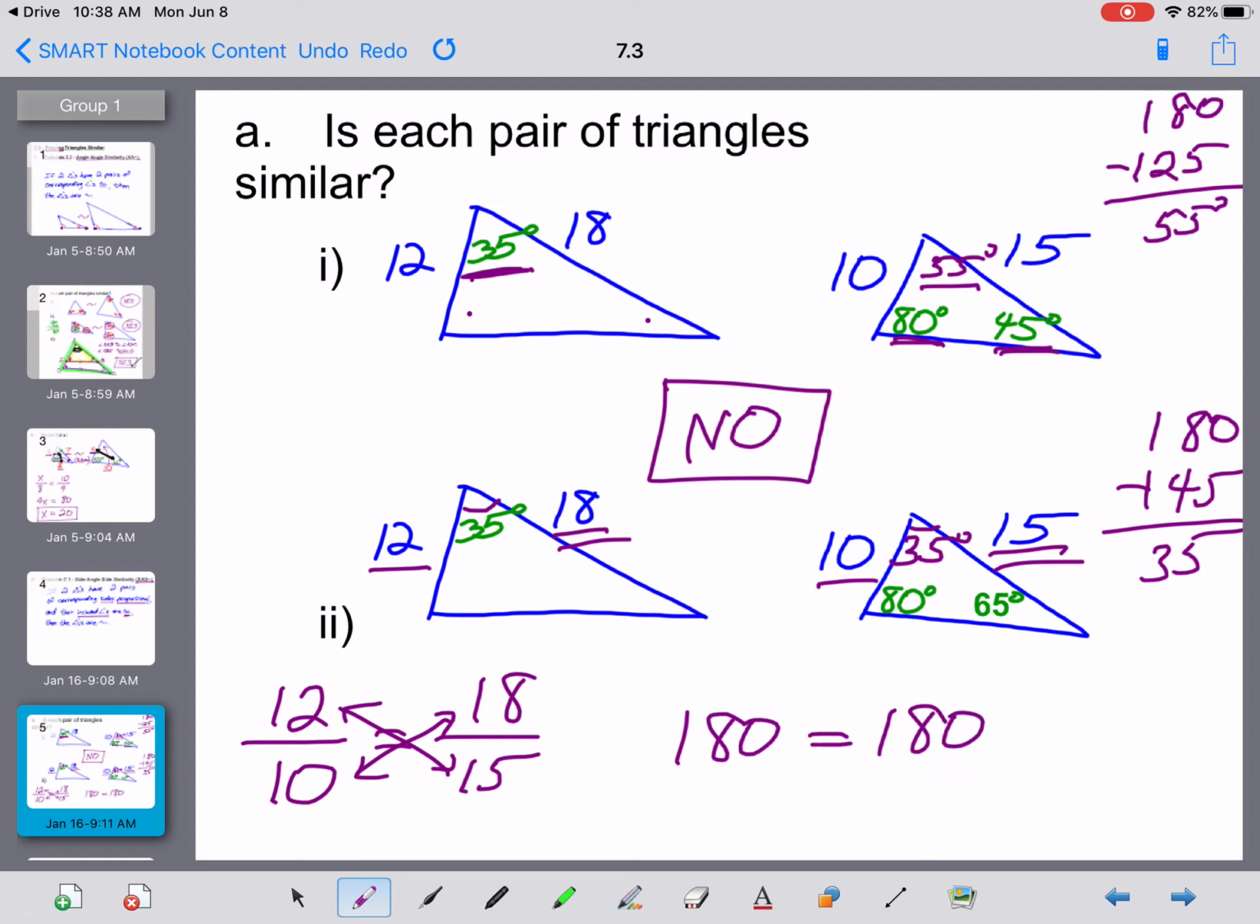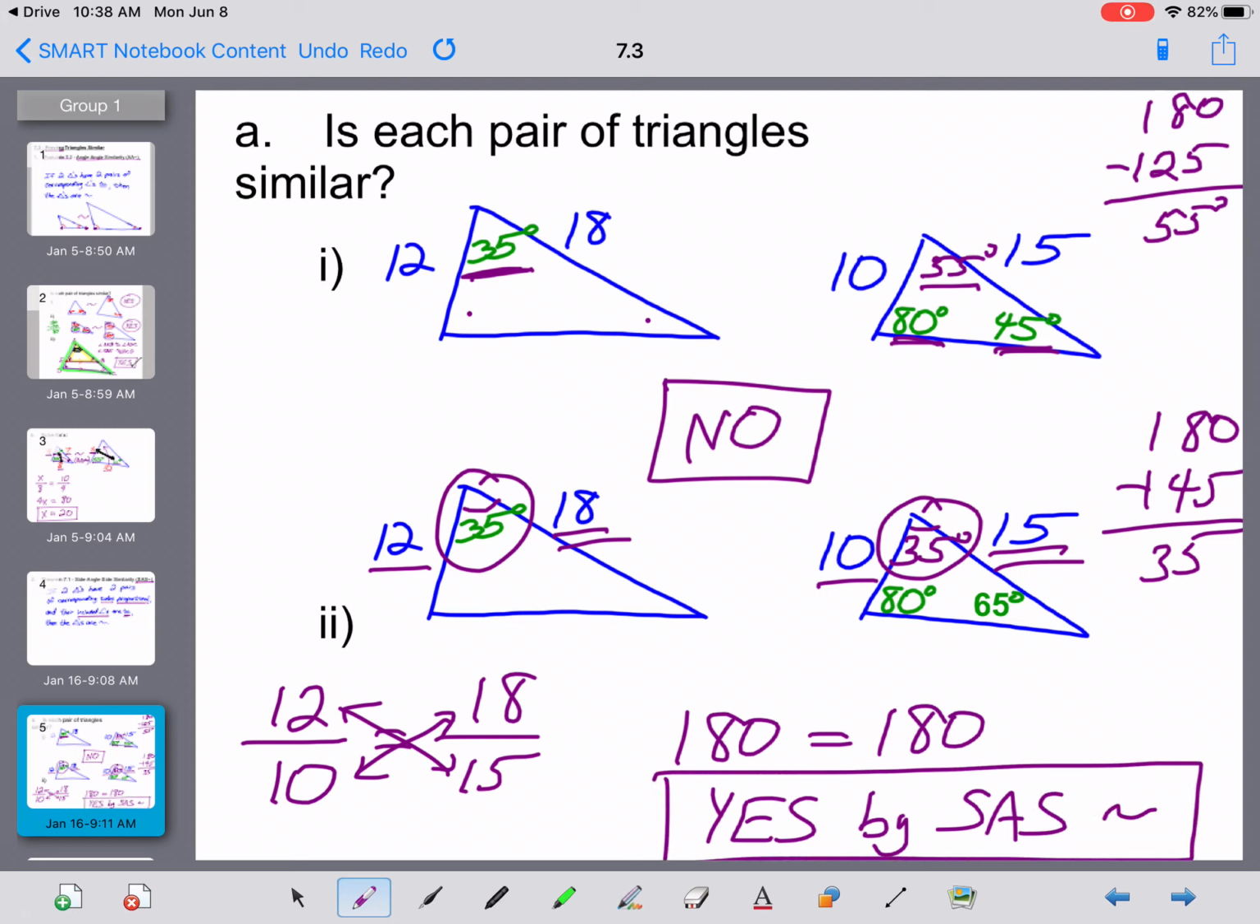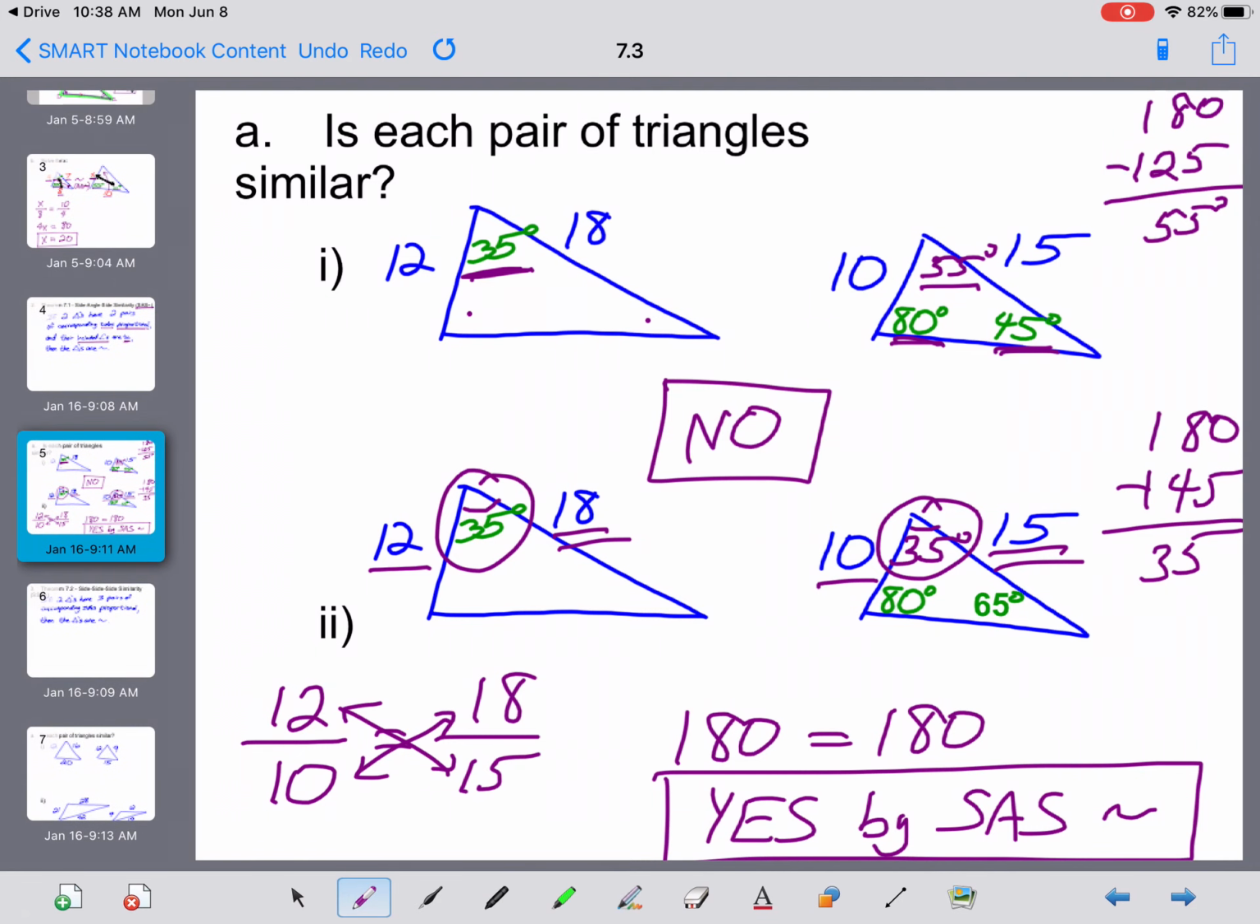So the fact that those two cross products are equal means that we have a proportional relationship between two pairs of corresponding sides. So that tells us that in this setup here, in number 2, we've got two pairs of corresponding sides that are proportional and a pair of included angles that are congruent. So the answer to number 2 is yes, those two triangles are similar, and we would say that they're similar by side angle side similarity. So that's our answer there. So two good examples there. One where it didn't work, one where it did work.